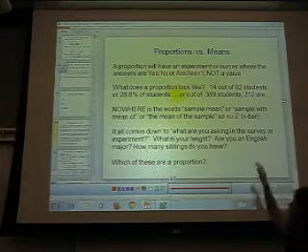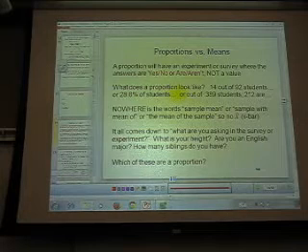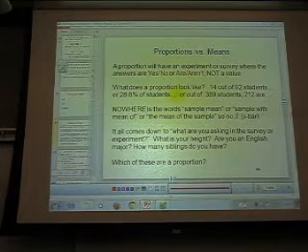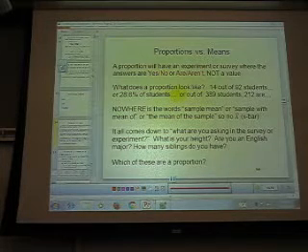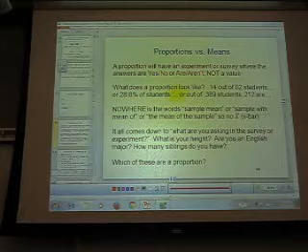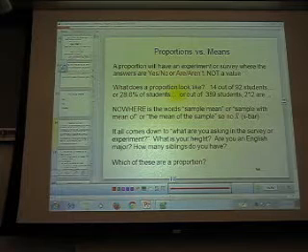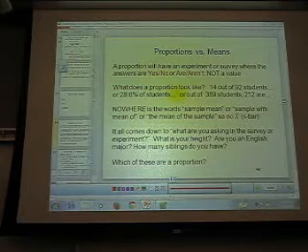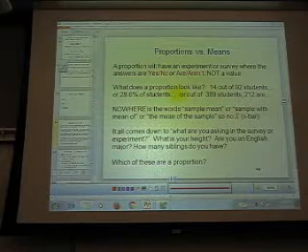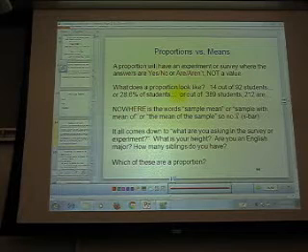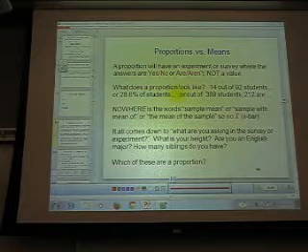All right, so then proportions versus means. A proportion will have an experiment or survey where the answers are yes or no, or are or aren't, not evaluated. What does a proportion look like? 14 out of 92 students, or 28.6% of students, or out of 389 students, 212 are. Nowhere does the word sample mean, or mean of the sample, so no x bar.